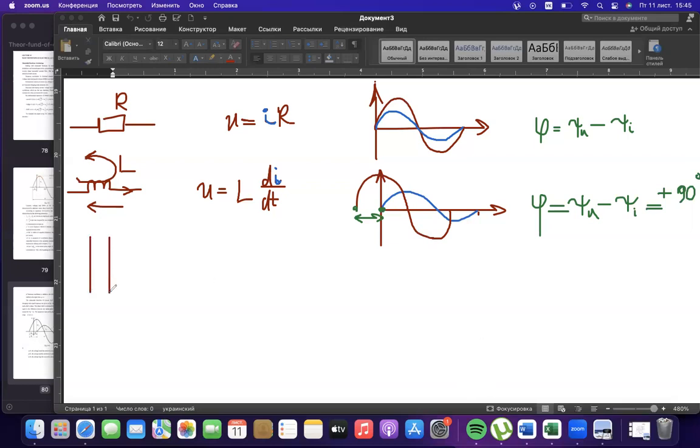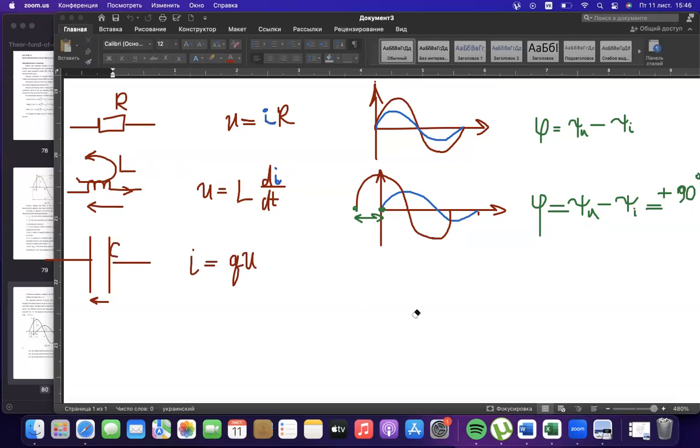For a capacitor, we obtain exactly the same idea, the same approach. We have a capacitor, two plates of conductor, a dielectric medium between them, and an electric field in this dielectric medium.